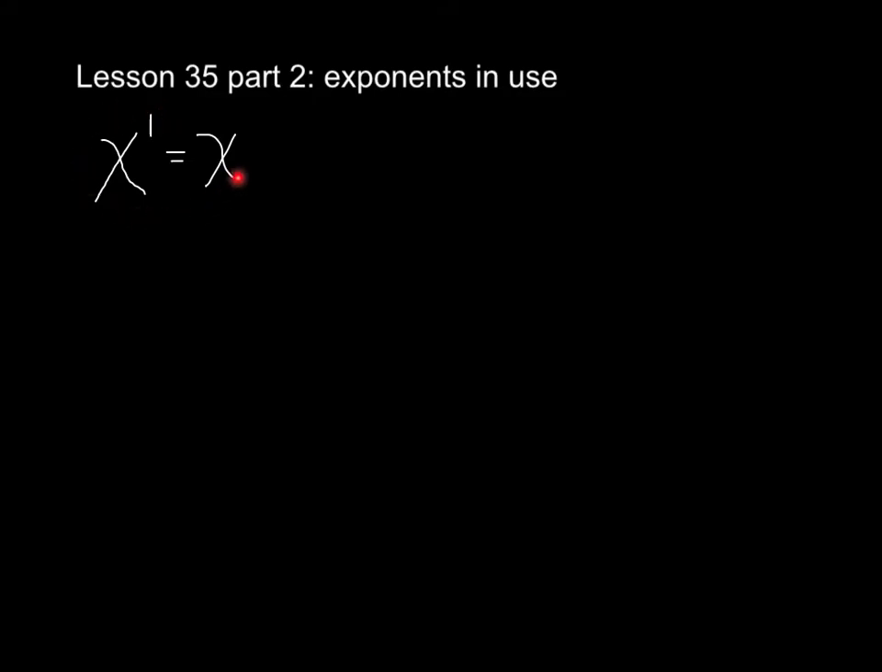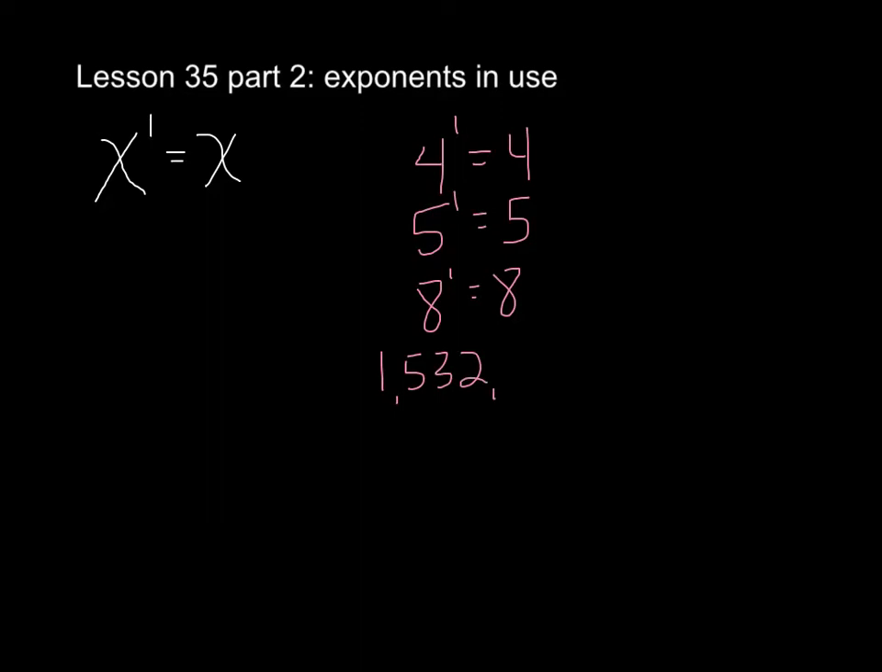The first thing is any base to the 1 power is going to be that number. What this means is if I had 4 to the 1 power, that means 4. 5 to the 1 power is 5. 8 to the 1 power is 8. 1,532,000 to the 1 power is 1,532,000, right? So any number, x, any mystery number, to the 1 power is itself. So I do want that part to be in your notes.